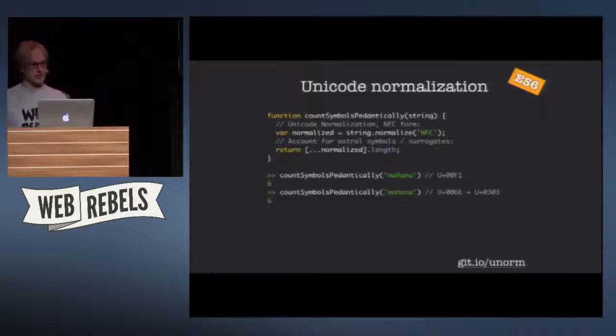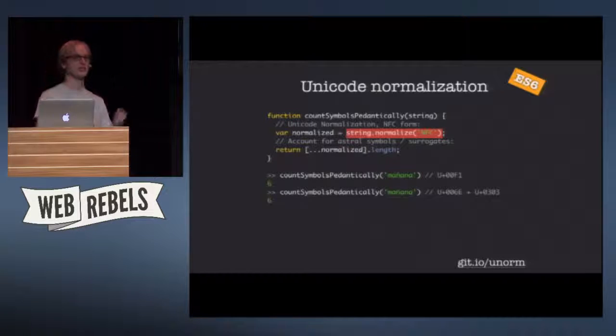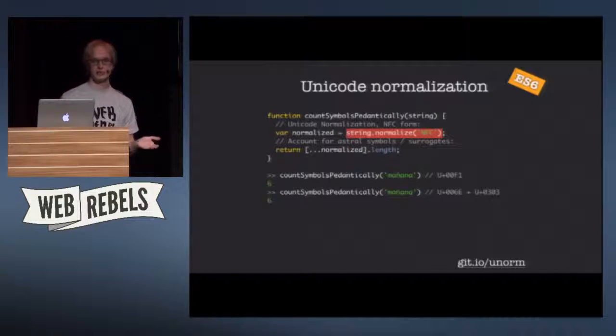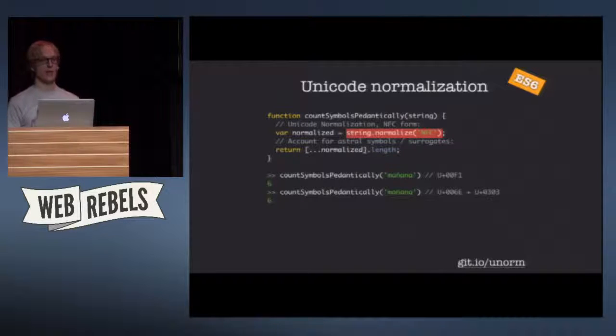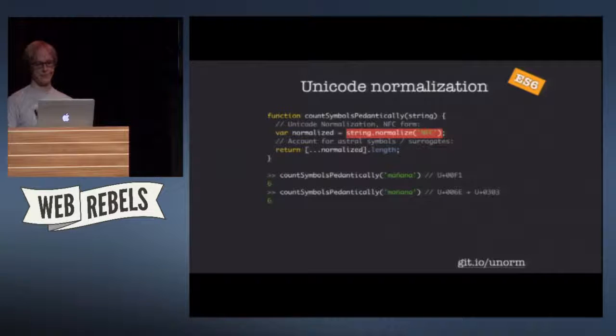Well, ECMAScript 6 to the rescue, it has this new feature called Unicode Normalization. You can just call the normalize method on any string and then pass in the Unicode normalization form that you want to use. I'm using NFC here, and this effectively gets rid of the lookalike symbols that we saw earlier. So if we then account for astral symbols and surrogate pairs just like we did before, we get, yet again, a more accurate result than before. Unicode normalization is already available in Opera and Chrome and V8, but there's also a polyfill. I linked to it at the bottom, so you can already start using this today, and it can work in all browsers.